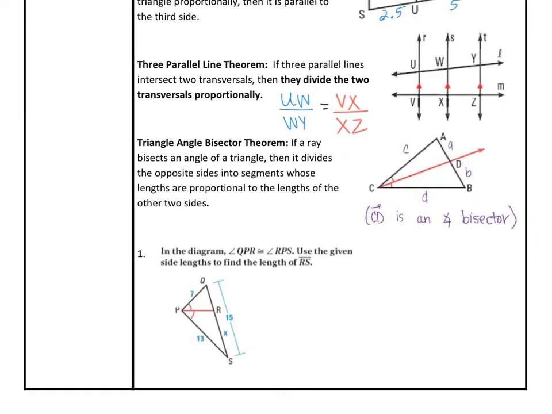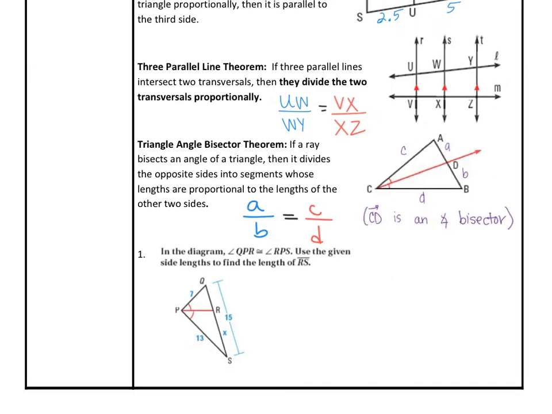The last theorem here says that if you have an angle bisector, then it divides the opposite sides into segments whose lengths are proportional. So here we have CD as an angle bisector. You know that because of these markings on the angle. Don't assume. You know what they say about assuming. Make sure you actually look. So that'll be A over B equals C over D.